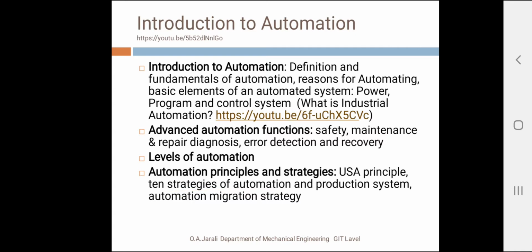So this syllabus consists of a total of 6 modules. First is Introduction to Automation. This chapter consists of some definitions, fundamentals of automation, then reasons for automating, then basic elements of automated systems, that is power, program and control systems. This first module also consists of advanced automation functions like safety, maintenance and repair, diagnosis, error detection, recoveries. Also we are going to discuss levels of automation, then automation principles and strategies, that is the USA principle, 10 strategies of automation and production systems, then automation migration strategy.